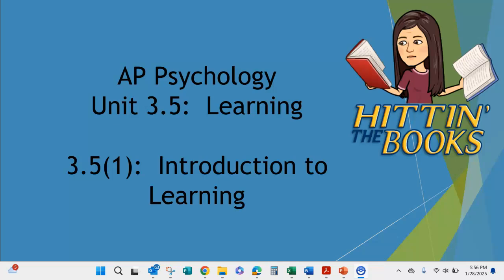Hello, these are flip notes for Unit 3.5, which is our learning unit. My Bitmoji is hidden in the books because in this section we're learning all about learning, including classical conditioning, operant conditioning, and social learning. Let's get into it.